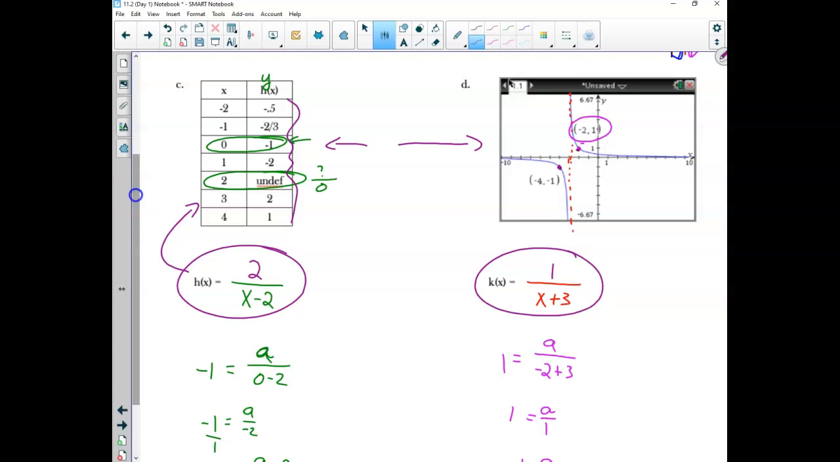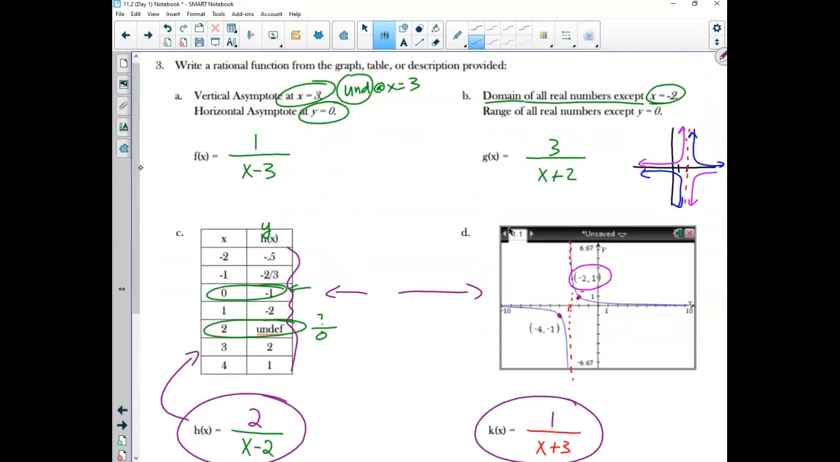I need a particular value for a. It's not just saying, like the first two, hey, I've got a vertical asymptote here and a horizontal asymptote here. That could be an infinite number of graphs. As soon as I get data-specific stuff, then I need to find that exact value for a.